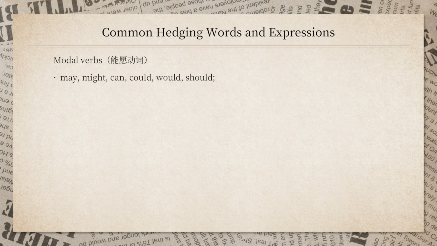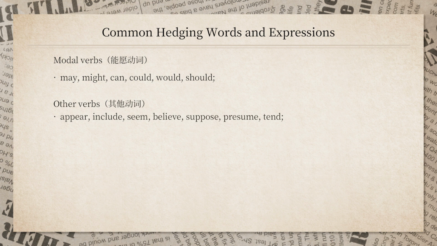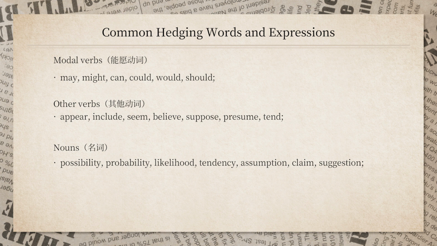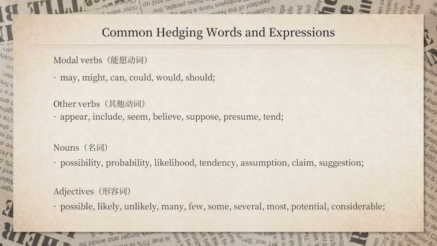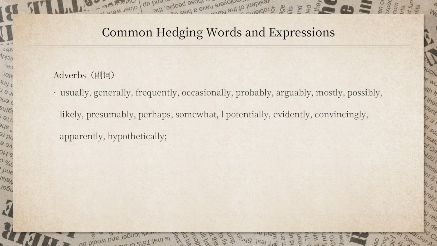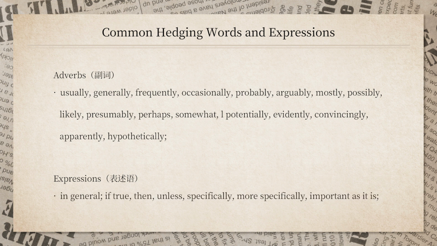Now here's a table. It's the common hedging words and expressions during writing, like modal verbs like may, might, can, could, would, should, or other verbs like appear, include, seem, believe, suppose, presume, tend, and nouns, possibility, probability, likelihood, tendency, assumption, claim, suggestion, and then adjectives, possible, likely, unlikely, many, few, some, several, most, potential, considerable, and adverbs like usually, generally, frequently, occasionally, probably, arguably, mostly, possibly, likely, presumably, perhaps, somewhat, potentially, evidently, convincingly, apparently, hypothetically, and just expressions in general: if, to, then, unless, specifically, more specifically, important as it is.